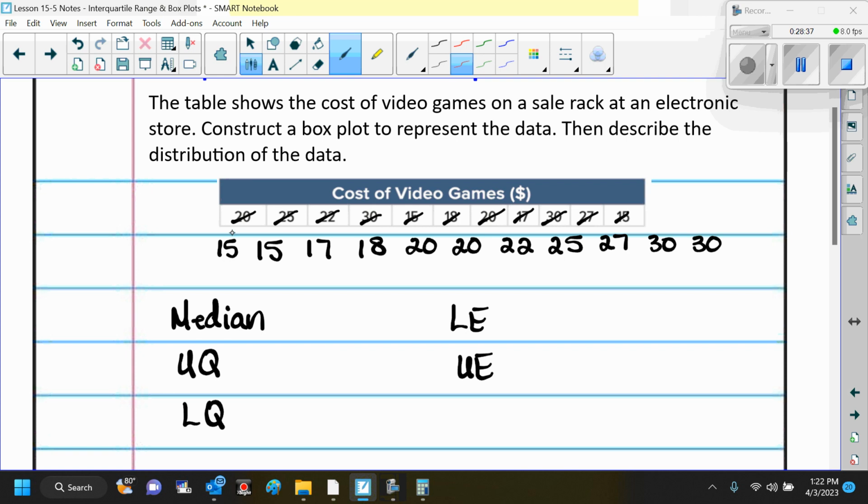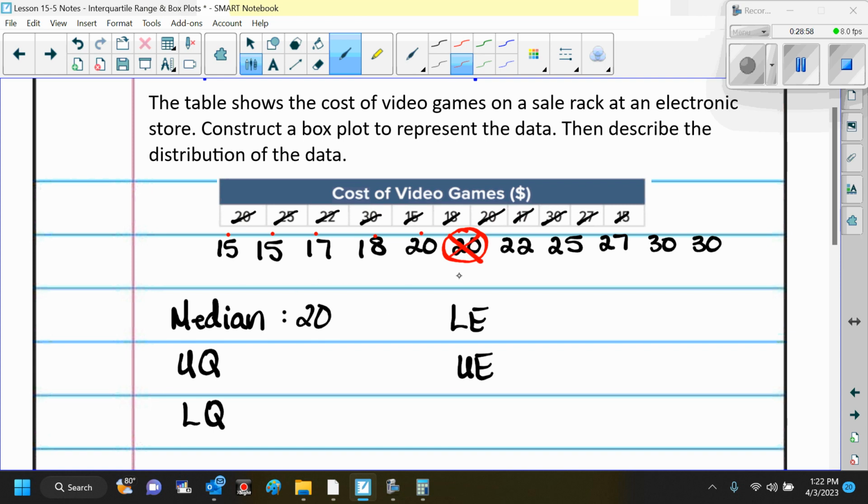So that's 1, 2, 3, 4, 5. And then the 1 left over, there's my median. See? 1, 2, 3, 4, 5. And there's the median. So the median is 20. And don't forget, we're not going to use that median again. So we're going to go ahead and cross that out.